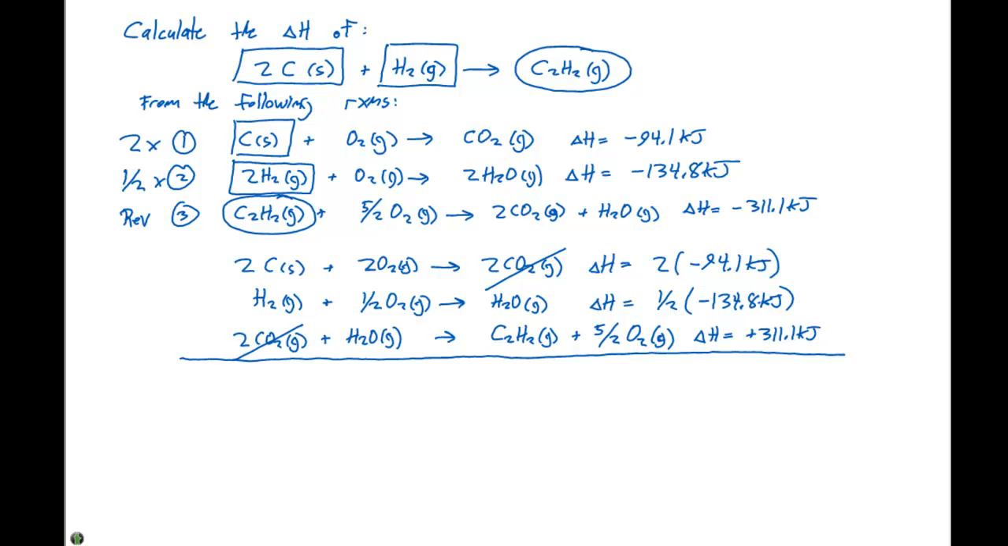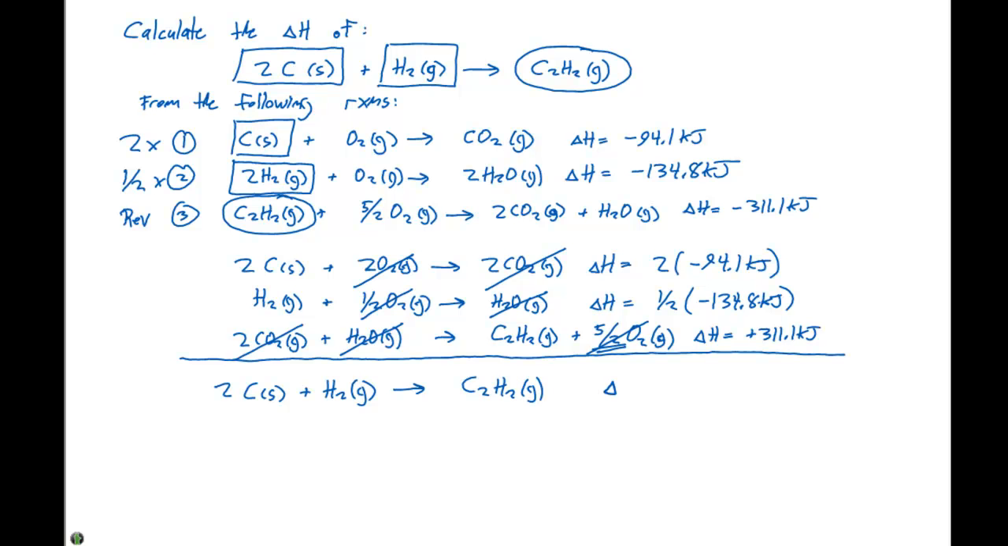So when we put these together, we can also see that the water will cancel out. And here we have 2 plus a half, or 4 halves plus a half, or 5 halves O2 on the left-hand side, and we also have 5 halves O2 down here on the right. So each of these oxygens are going to cancel out. So when we add all three of these reactions together, we get 2 carbon solid plus hydrogen gas, giving us C2H2 as a gas.